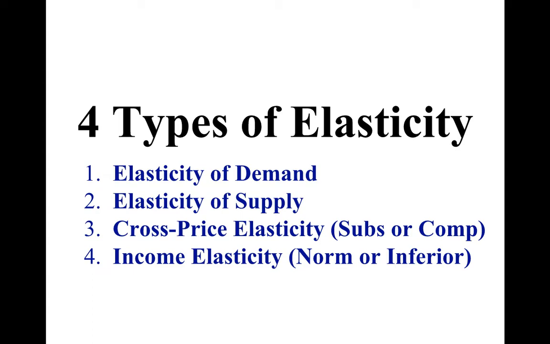So elasticity of demand is a broader category. Cross-price elasticity is much more narrow, right? We're specifically looking at whether two goods are substitutes or complements. With income elasticity, we're looking whether a change in income means it's a normal good or inferior good. So we've talked about those before. Now we can actually measure them through these formulas.